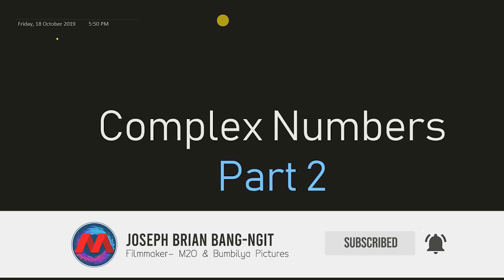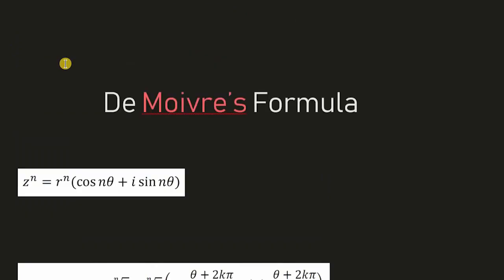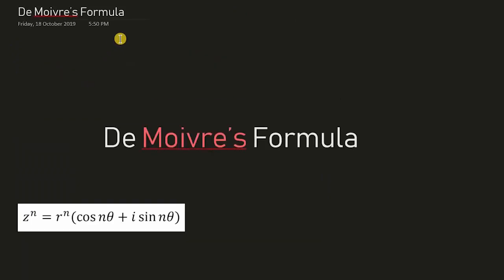So this is Complex Numbers Part 2, and specifically in our Part 2, pag-uusapan po natin ng mahiwagang De Moivre's formula. I don't know how to pronounce it. The De Moivre's formula. Yan.